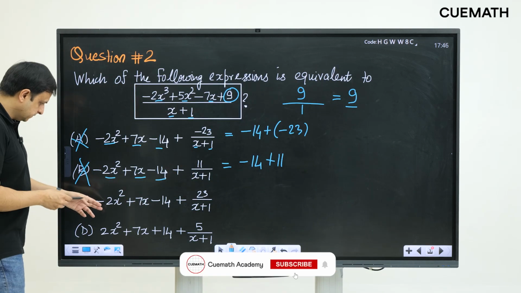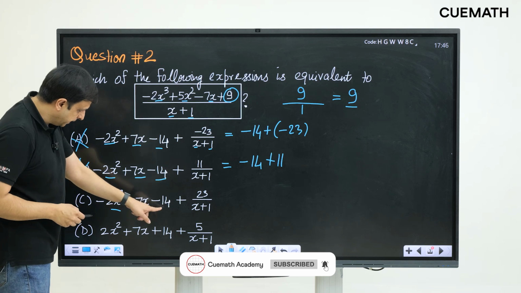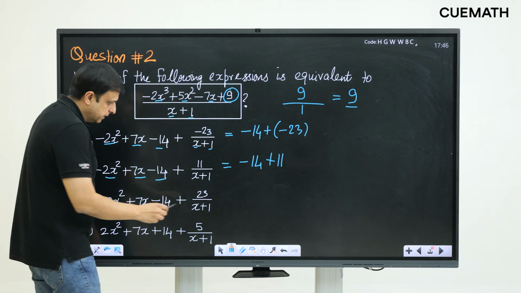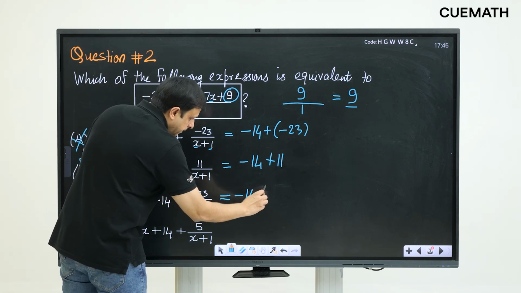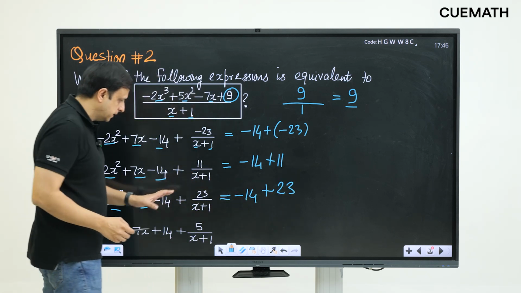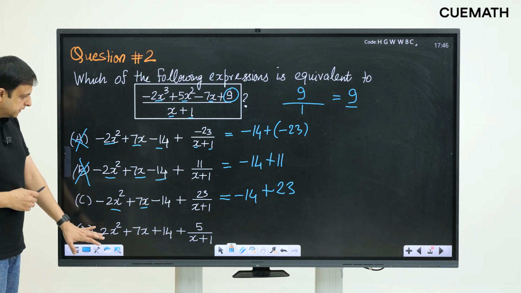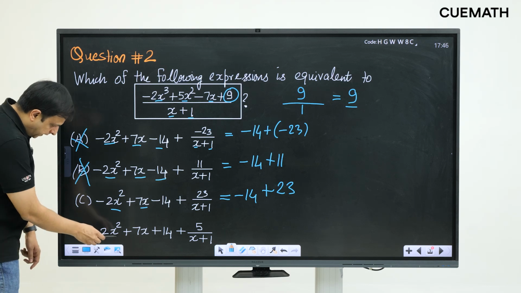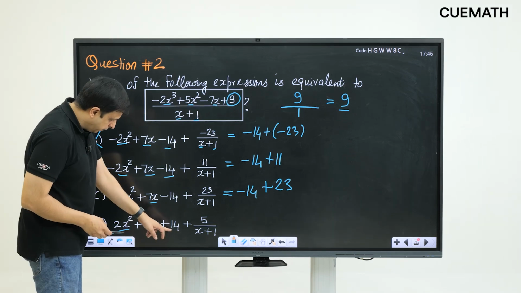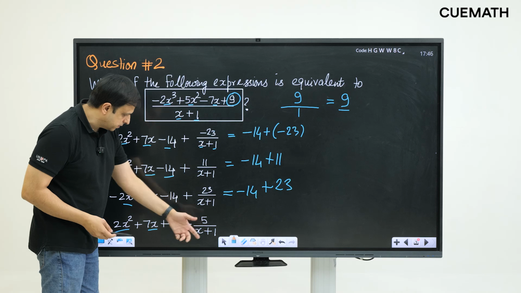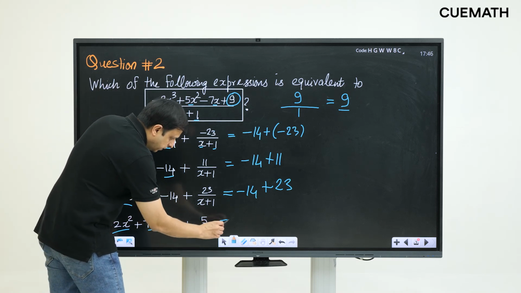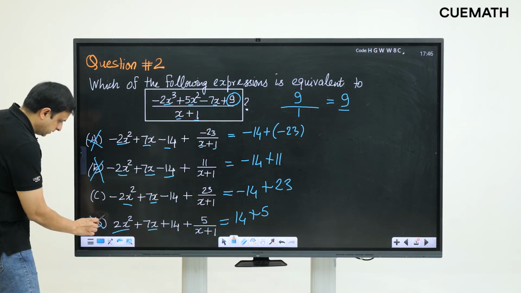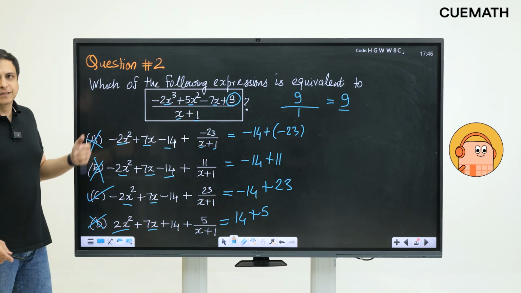I put a 0 here, 0 here, and then minus 14 here, and then plus 23 by 0 plus 1. So, this one will give me minus 14 plus 23. So, this one works. Let us just see if option D is giving us a different value for x equal to 0. So, I substitute x equal to 0 here. I get 0, 0, and then a 14, and then a 5 by 0 plus 1 or 5. So, this one's giving me 14 plus 5 or 19. So, this one does not work as well, and therefore, the correct answer is option C.